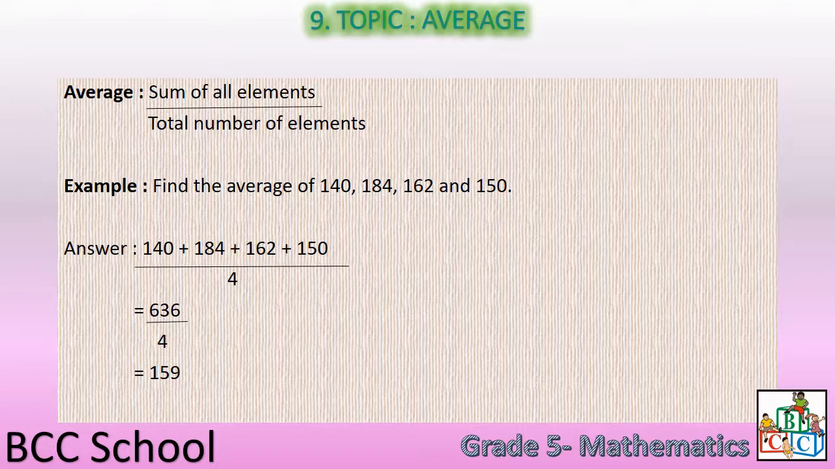140 plus 184 plus 162 plus 150. And then we must divide it by the total number of elements. Here the total number of elements is 4 because we have 4 numbers. The answer for addition is 636. We take 636 and divide it by 4. The answer is 159. This is the answer for average.